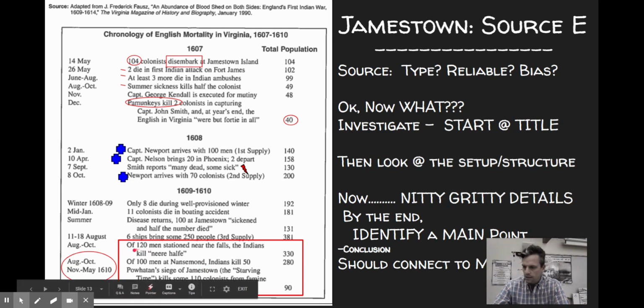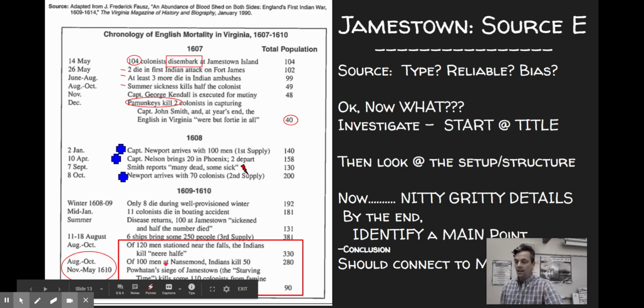So check this out. All of a sudden, we get a big Indian attack. I can't tell you who started. I'm not going to tell you that the English are innocent or the English are only the evil ones, but something is going on here in real life. There's a reason why there was an opportunity and 120 men were killed. Sorry, of 120 men stationed near the falls, the Indians killed near half.